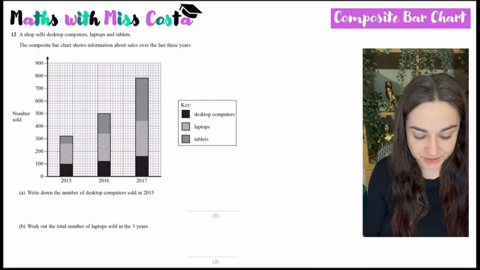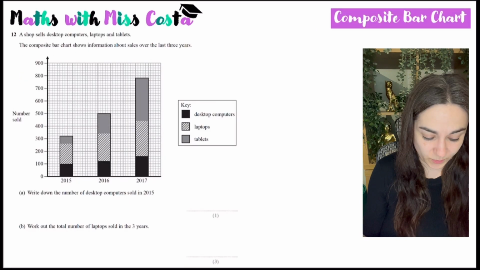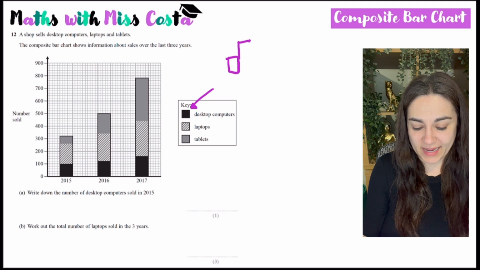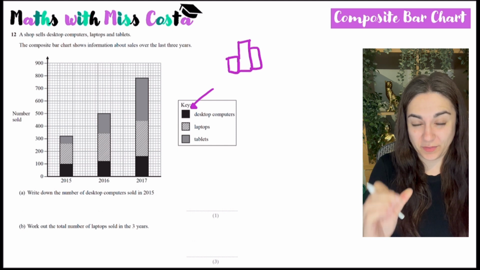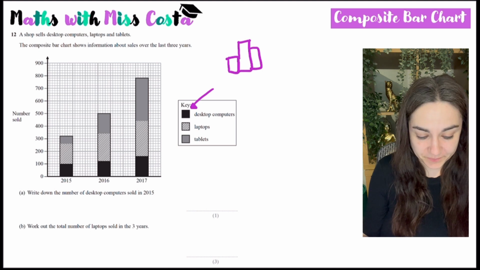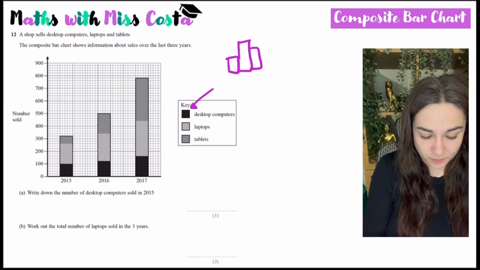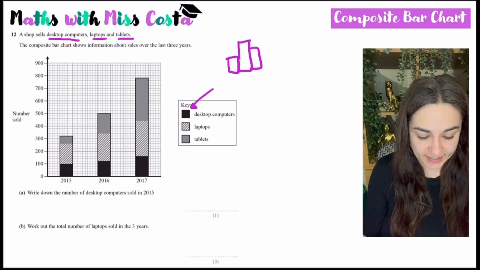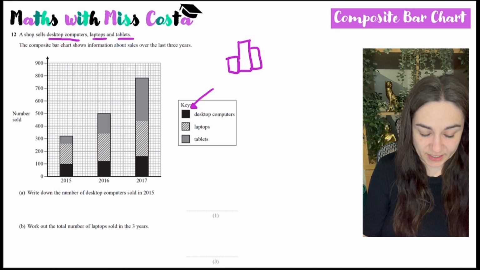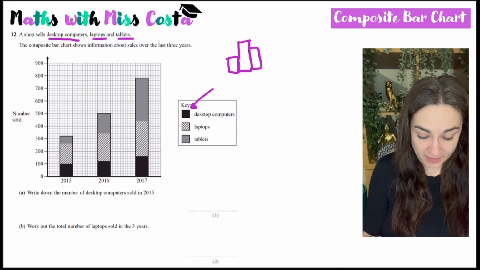Okay, so in this question, I have got a composite bar chart, which is basically where you have your key and it tells you what each thing is. And instead of having them next to each other in bars, you place all of the things one on top of each other. So that's what a composite bar chart is. I'm told that a shop sells desktop computers, laptops and tablets, and the composite bar chart shows information about the sales over the last 3 years. So 3 separate years, and each year you're comparing desktops, which are the solid black, laptops, which are shaded, and then tablets, which are grey.